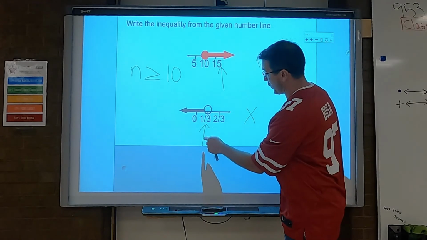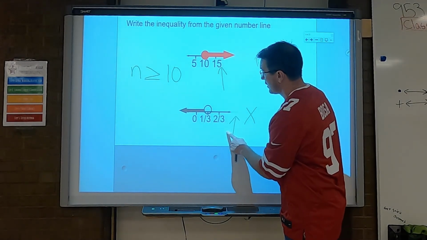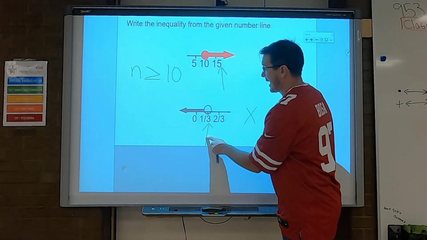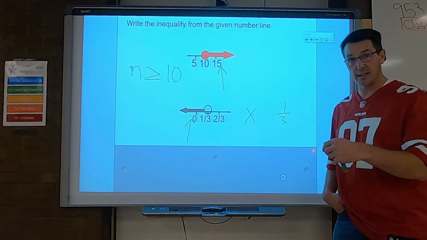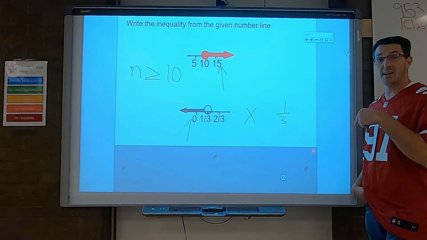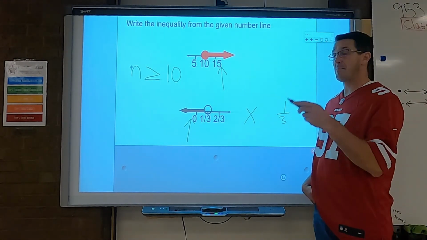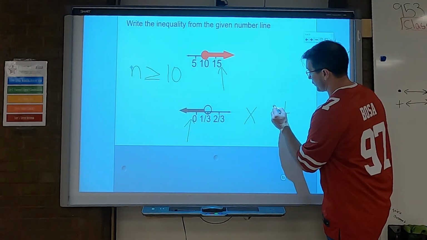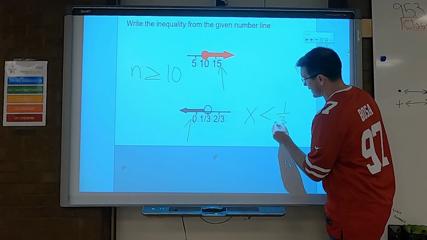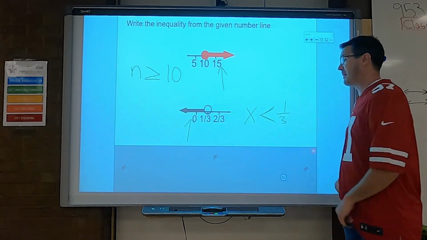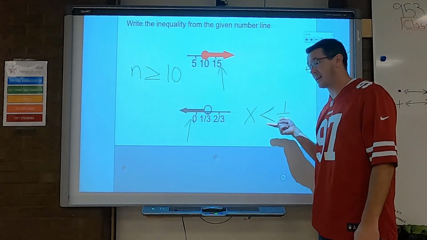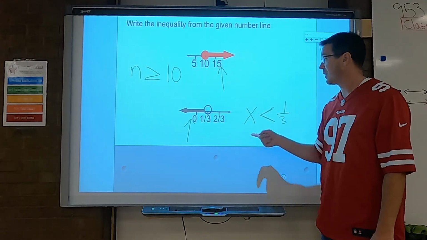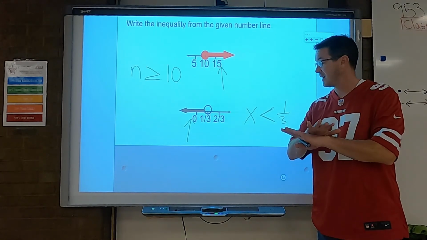And now I say, okay, which way is the arrow going? Is the arrow going to the right, or is the arrow going to the left? And I can see that it's going to the left. And the left is less. And less means less than. So less than is going to be a mouse. So I have to have a mouse facing towards my variable. So I look at my variable, and I say the mouse has to face it. And now that the mouse is facing, I just check, is it filled in? If it was filled in, I would put a line, because that would mean it also could be equal to. But since this is not filled in, I'm done.